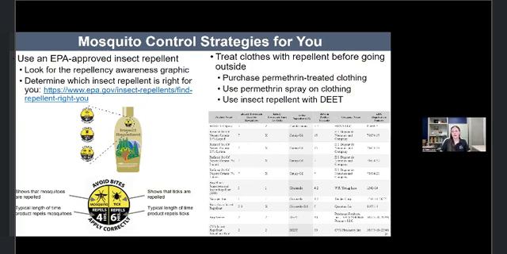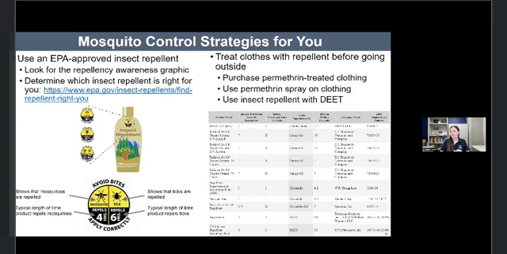And so they'll tell you things like, does it work for just mosquitoes? Does it work for mosquitoes and ticks, or just ticks? And then it will also tell you how long it works for, so that you know when you need to reapply it. So that's one thing that you can look for that's starting to become more common when you go to the store to buy an insect repellent. If it doesn't have one of these labels, maybe don't buy it.